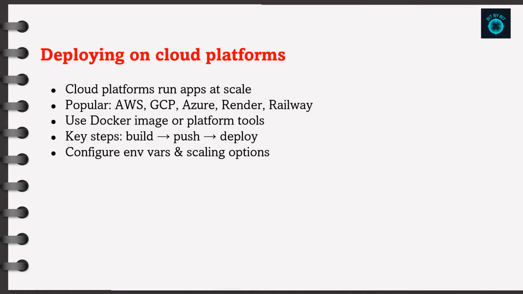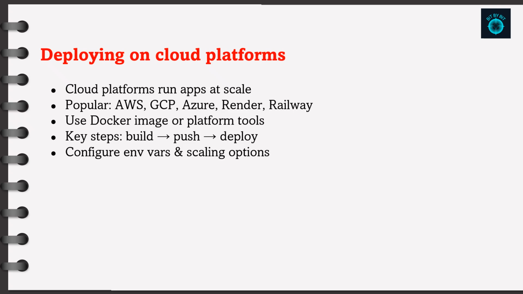Deploying on cloud platforms. After containerizing our FastAPI app with Docker, the next step is to deploy it on a cloud platform. Cloud platforms let us run applications at scale, manage resources automatically, and make our service available to users worldwide. There are many options: Amazon Web Services, or AWS, Google Cloud Platform, or GCP, and Microsoft Azure are the big three cloud providers. They offer full control with services like virtual machines, Kubernetes, or serverless functions.